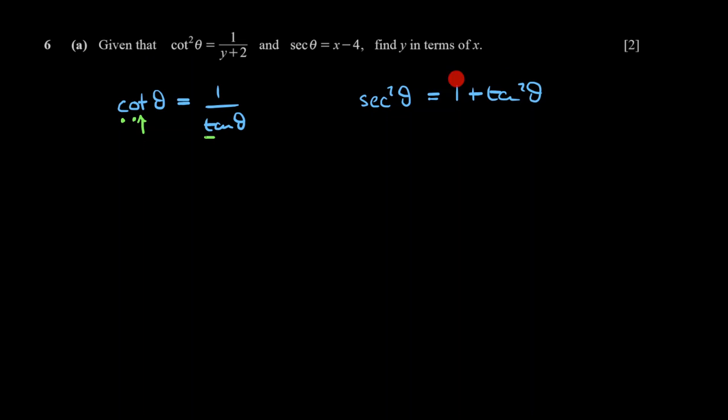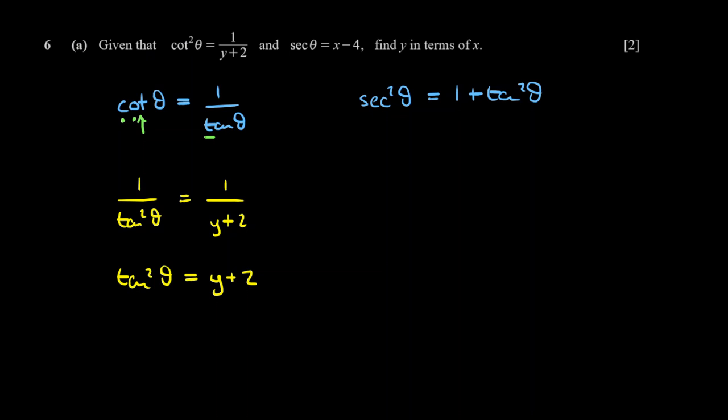This thing here, you don't need to remember. The reason you don't need to remember is it's given to you on the formula sheet on page 2 of your exam paper. So if you open it up, you should be able to see. Okay, then. Well, what we're going to do first is we're going to use this to rewrite this thing here. So instead of cot squared theta is equal to 1 over y plus 2, what we can say is 1 divided by tan squared theta is equal to 1 over y plus 2. And of course, if that's the case, we can say that tan squared theta is equal to y plus 2.